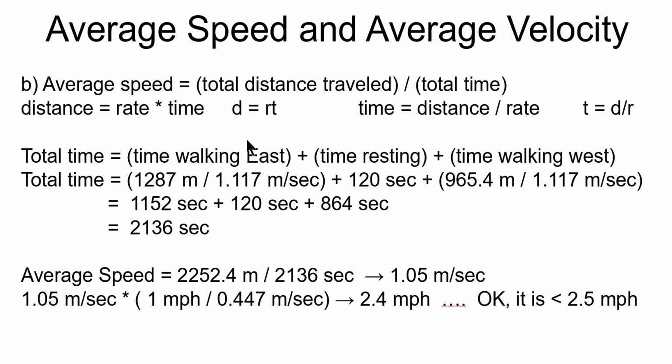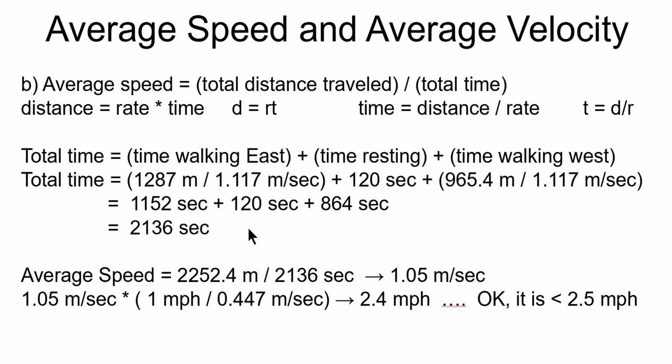So my total time is going to be how much time was spent walking east, plus the time that was resting, plus the time spent walking west. Time is distance over rate. So the east distance, 1287 meters, divided by the rate, plus 120 seconds, the 2 minutes of resting, and then the distance going west, at the same rate, 2.5 miles an hour, which is 1.117 meters per second. So we come up with the sum here, 2,136 seconds.